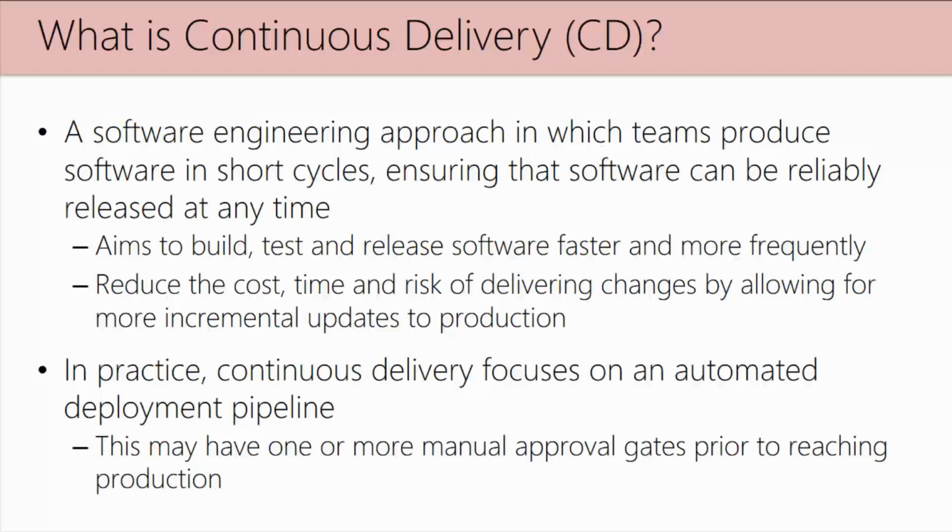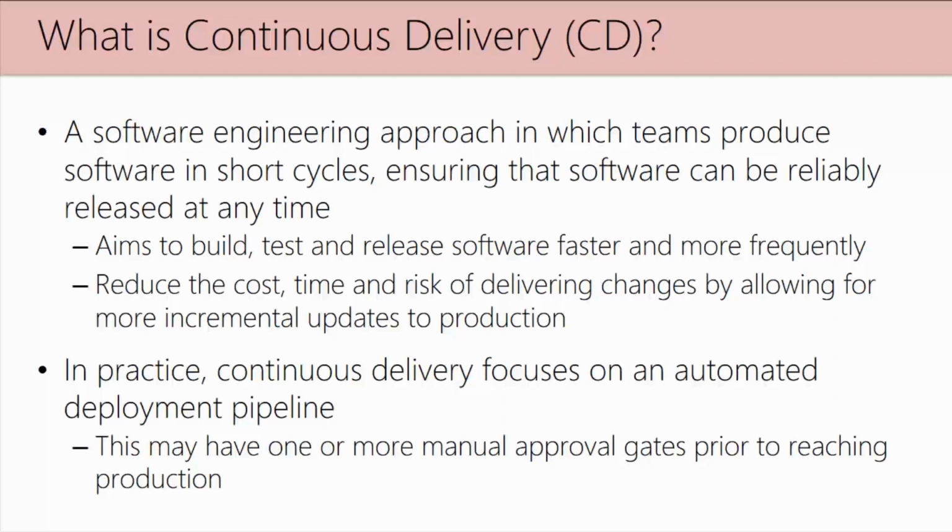So this is where you would actually have software or code in short cycles, ensuring that the software can be reliably released at any time. It aims to build, test, and release software faster and more frequently. Hence the name continuous delivery. Because if you have small chunks of code, it's easier to deliver. It also reduces the cost, time, and risk of changes by allowing for more incremental updates to production.